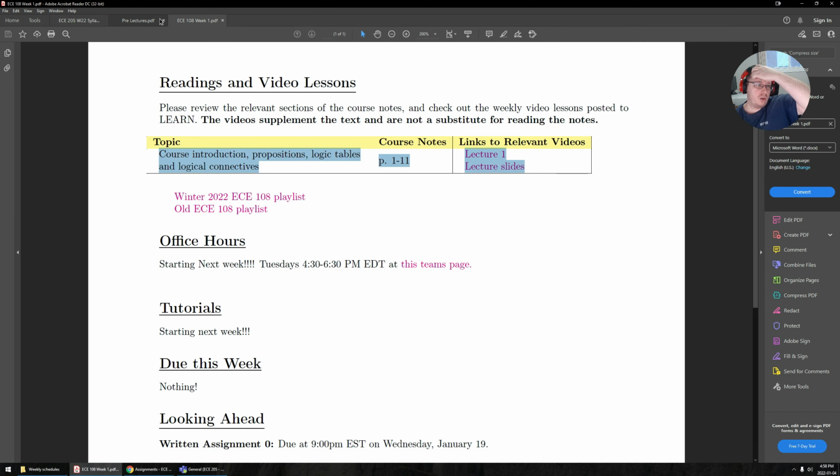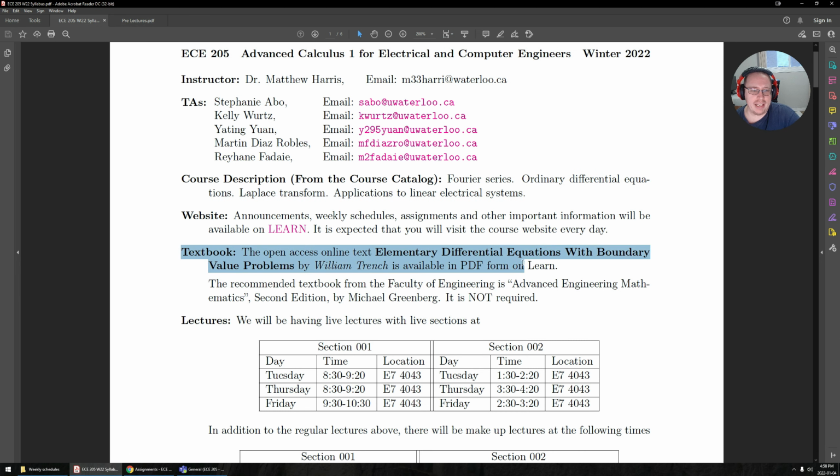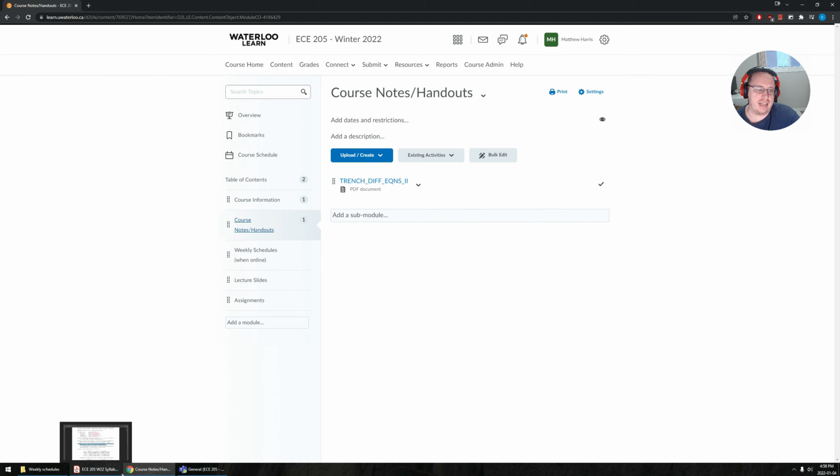Okay, so enough of talking about Learn. Next up, textbook. Again, the textbook is freely available on Learn. In addition to this textbook, we will be using some handouts later on in the course. Once we get to that point, I'll tell you about the handouts, all that good stuff, but the handouts will be put into this course notes / handout section.